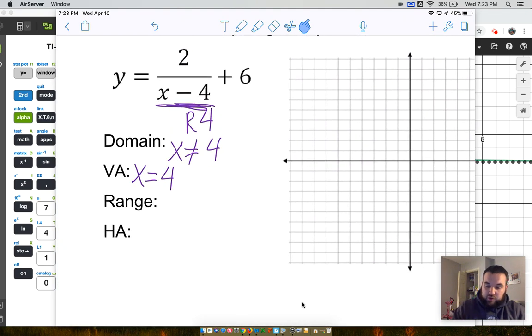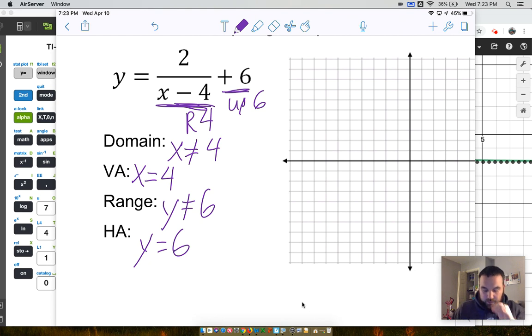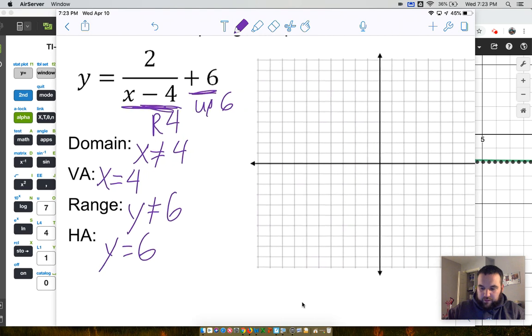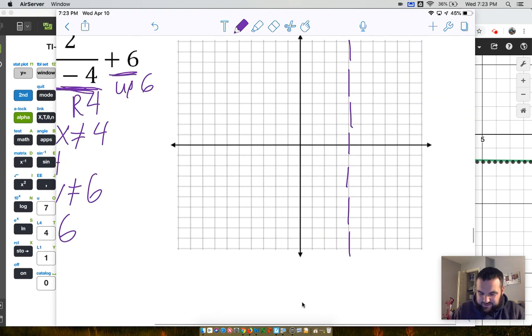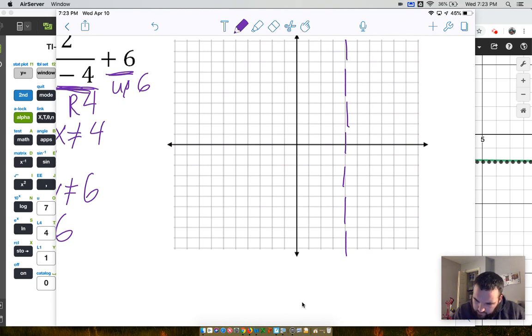And then for the range, that's going to move everything up 6 units. So now the range, instead of being y can't equal 0, it's going to be y can't equal 6, and that's my horizontal asymptote. So what I'm going to do here is go ahead and put the asymptotes on right away. I'm going to put the vertical asymptote at 4, and then the horizontal asymptote at positive 6. 1, 2, 3, 4, 5, 6.